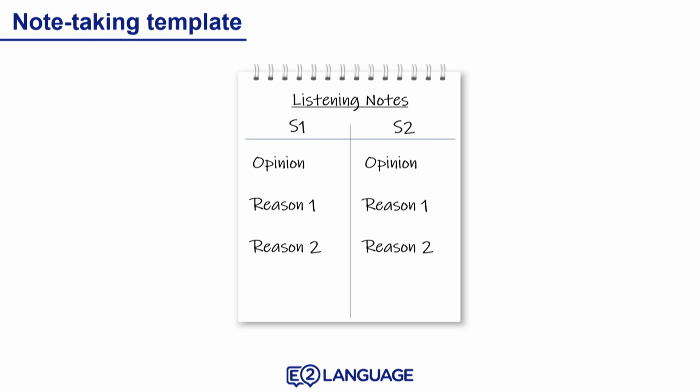So here in the left-hand column, I've got S1, which is basically speaker 1. And I want to note down their opinion, the reason for their opinion, and the second reason that they give for their opinion. Again, it'll almost always be structured this way, where the person will state their opinion, whether they agree or disagree with the new policy or the change that's been announced, and they'll give two reasons to support their opinion. And this is basically what we'll be asked to summarize. So make sure you note these things down for the first speaker and the second speaker.